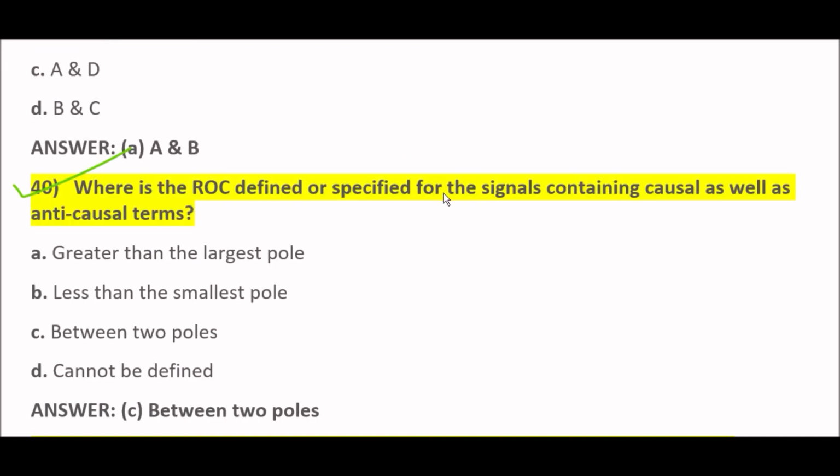Next question. Where is the ROC defined or specified for signals containing causal as well as anti-causal terms? Option A, greater than the largest pole. Option B, less than the smallest pole. Option C, between two poles. And option D, cannot be defined. The correct answer here is option C, between two poles. The ROC is defined or specified between two poles for signals containing causal as well as anti-causal terms.